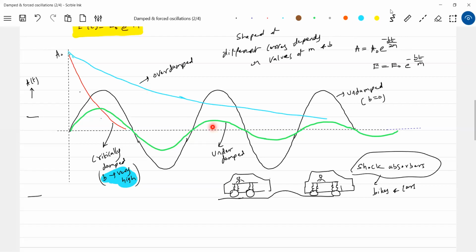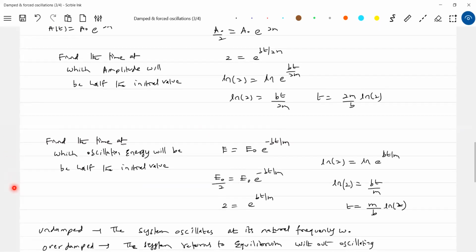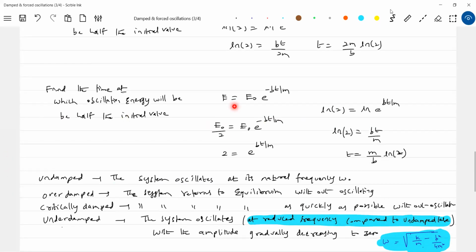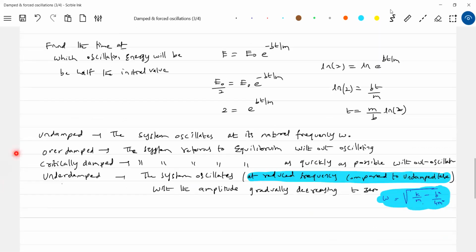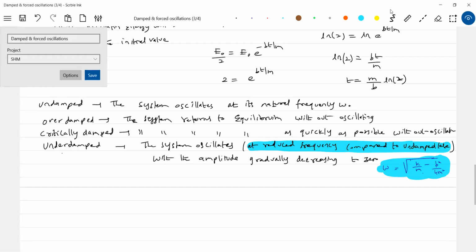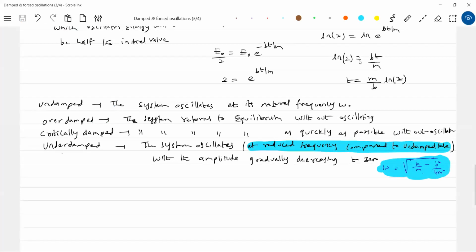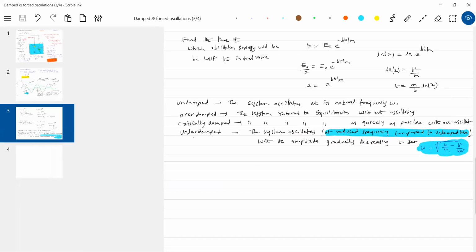Fine. So any of these questions can be asked. Just be alert. Anybody have any doubt? The mathematical ways of asking the question are this much. So what are the things? Amplitude, energy, or the new frequency? This frequency is only for underdamped. Anybody having doubt? You can just clarify, because it's only information.